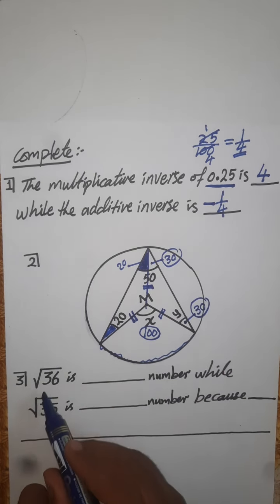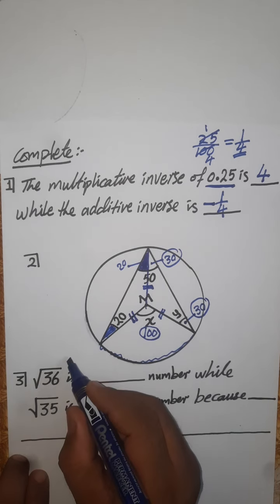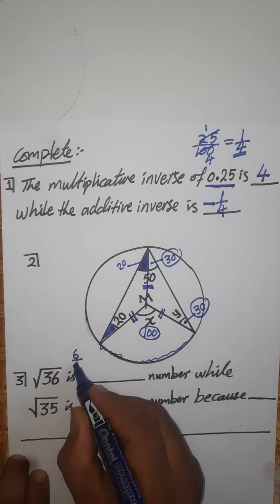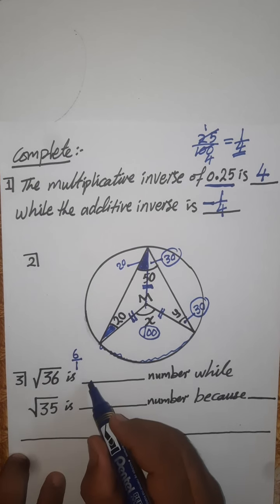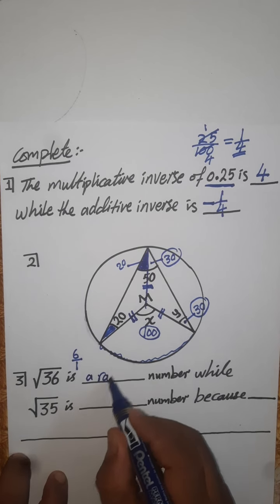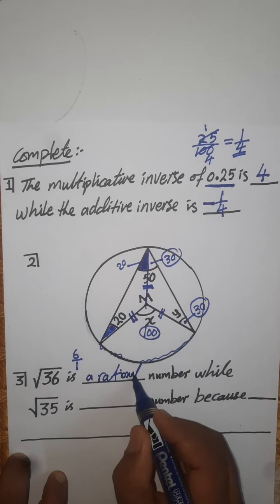Number 3, the square root of 36. Do you agree it's 6, and 6 over what? 6 over 1. Is this a fraction? Yes. So the square root of 36 is a rational number. What is it? It's a rational number.